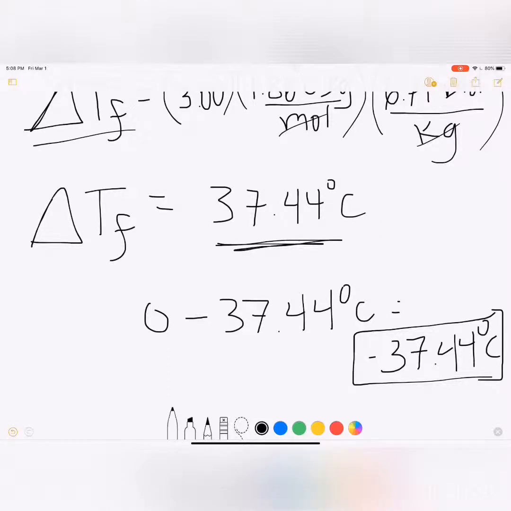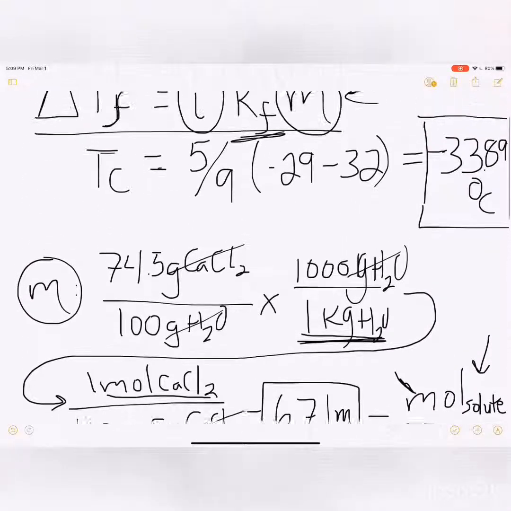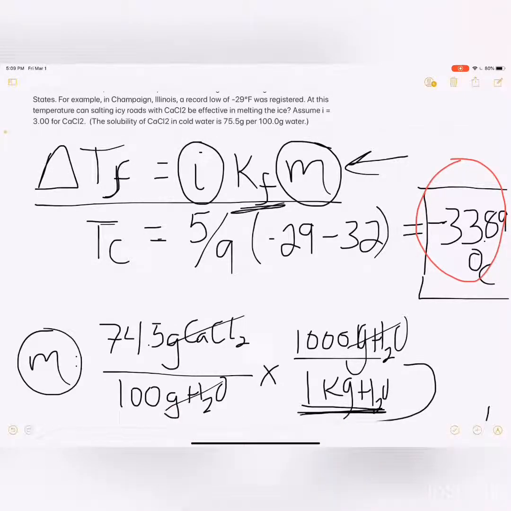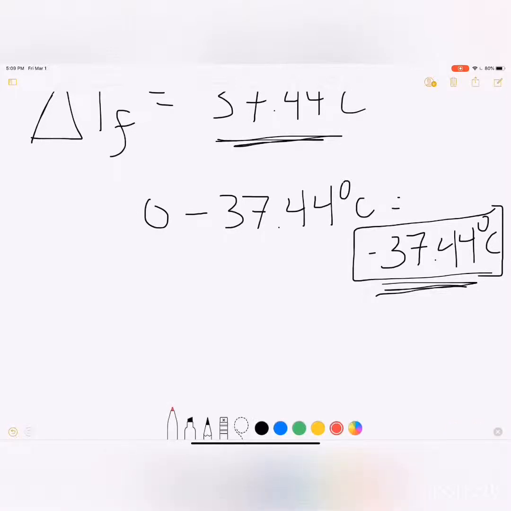Okay, so now what I need to do is compare this with the original temperature that they give us in the equation, which if we recall back up here, when we converted it to degrees Celsius, you can see that we have negative 33.89 degrees Celsius. That's how cold it was. And our new freezing point is negative 37.44 degrees Celsius. So we can state then that if i really is equal to 3, we're assuming that it ionizes fully, and there's no ion attraction in this, then the water should still melt at a temperature of negative 33.9 degrees Celsius because of this new freezing point based on the freezing point depression.